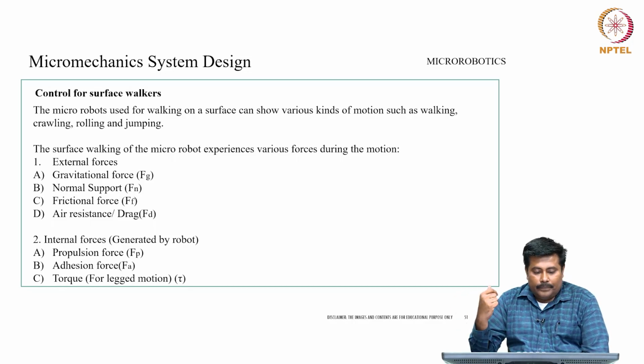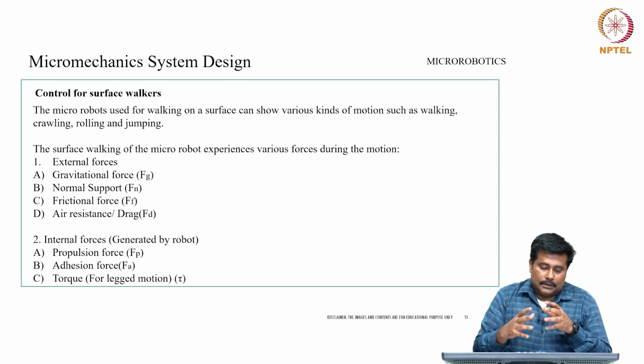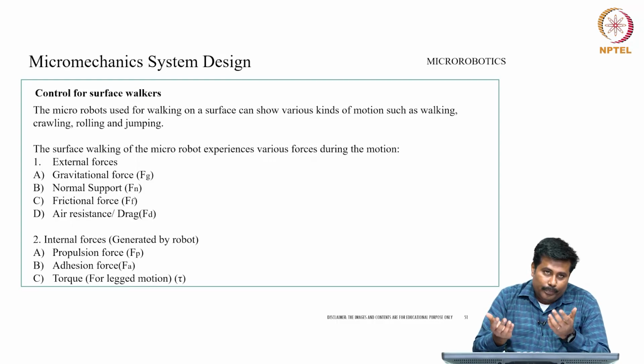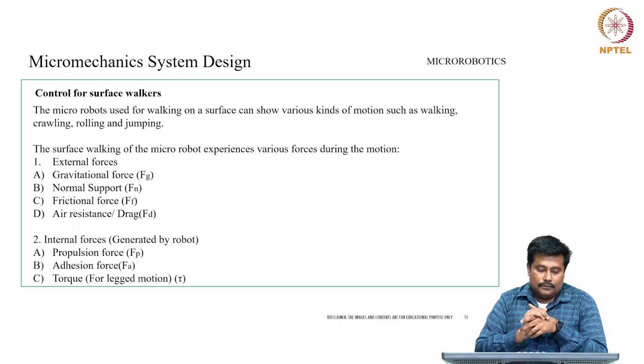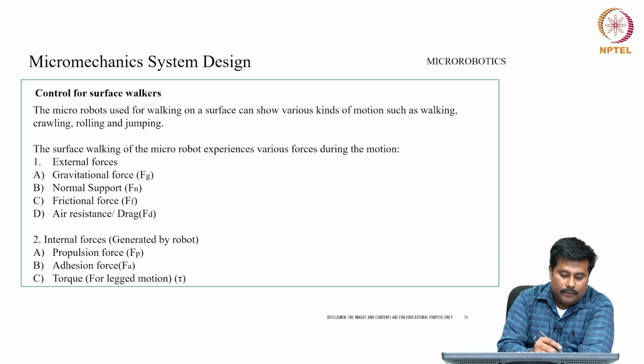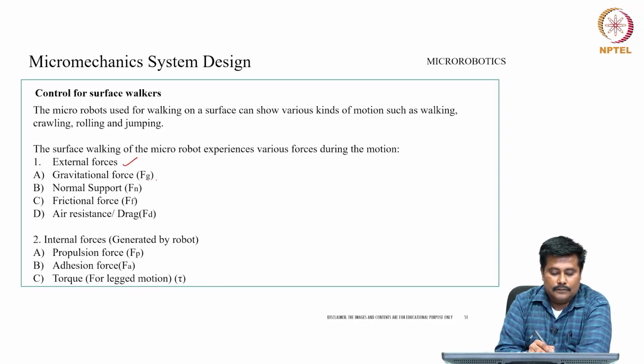As far as surface walking of micro robots is concerned, we may need to look into some of the key parameters, and study the different parameters which influence the control of the surface walker. The surface walking of a micro robot experiences various forces during the motion. One is the external forces. When we talk about the external forces, we have the gravitational force, represented as Fg, the normal support, represented as Fn, the frictional force, represented as Ff, and the air resistance drag force, represented as Fd.